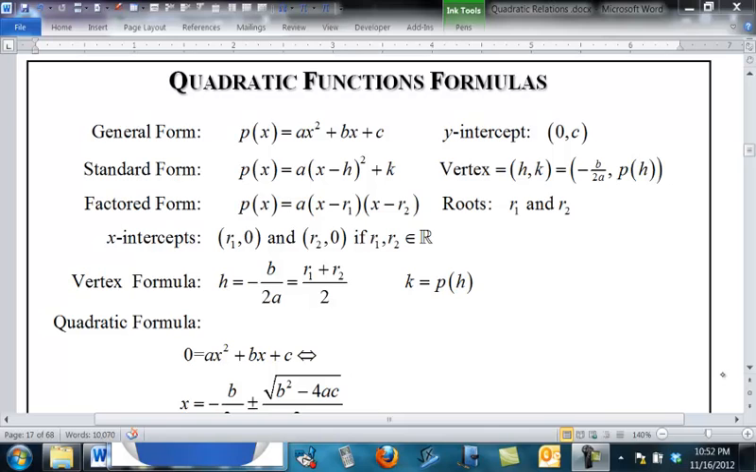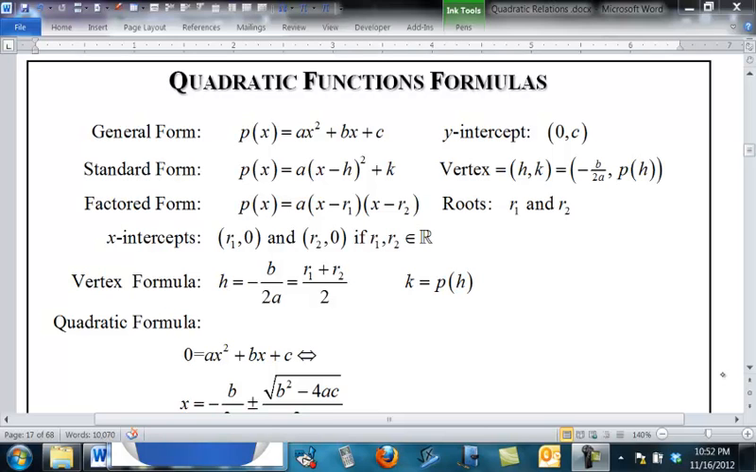We have some easy ways to convert among these. If you have the standard form or the factored form, just use FOIL and the distributive property and combining like terms to turn it back into the general form. If you have the general form or the factored form, it's pretty easy to get the standard form.